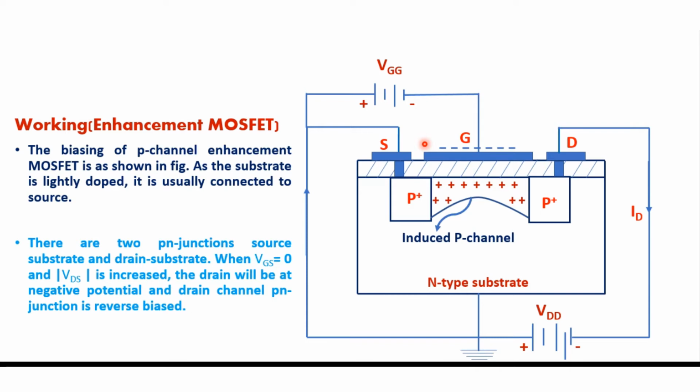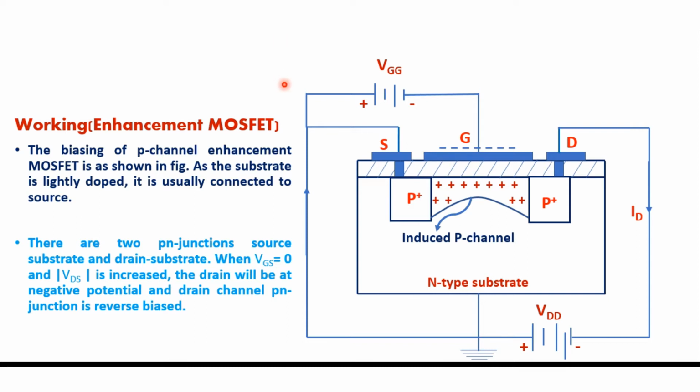I will show you later, or we are going to study, the transfer characteristics and the output characteristics of this enhancement MOSFET, so that you will understand how the drain current varies with the gate to source voltage, and how it varies with respect to the drain to source voltage. So this is nothing but how the enhancement MOSFET works.